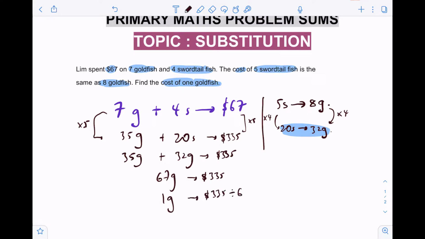335 divided by 67 to give us a final answer of $5 for the cost of 1 goldfish.